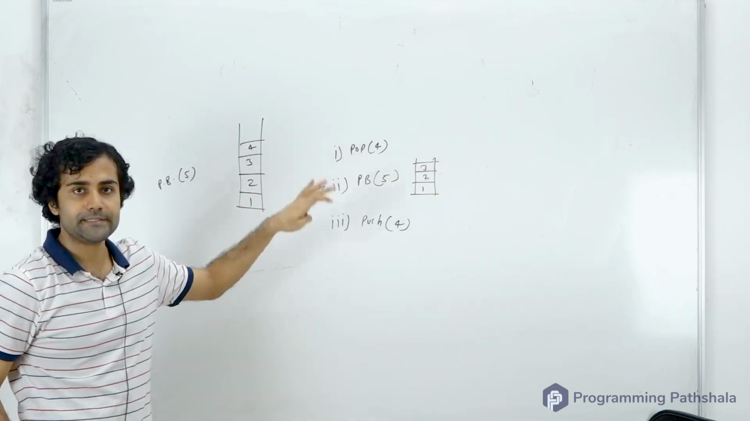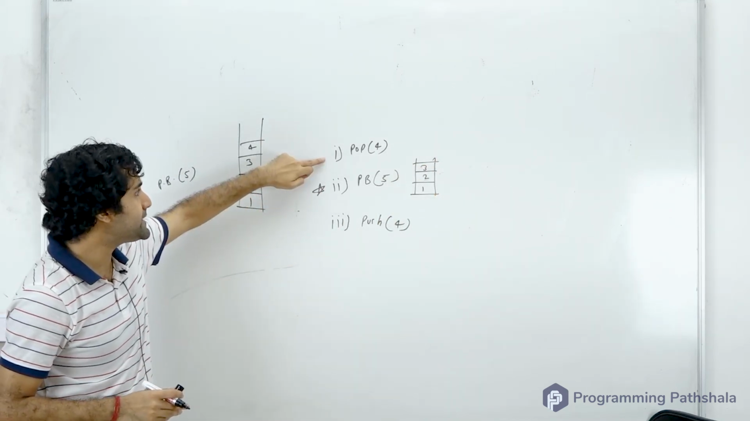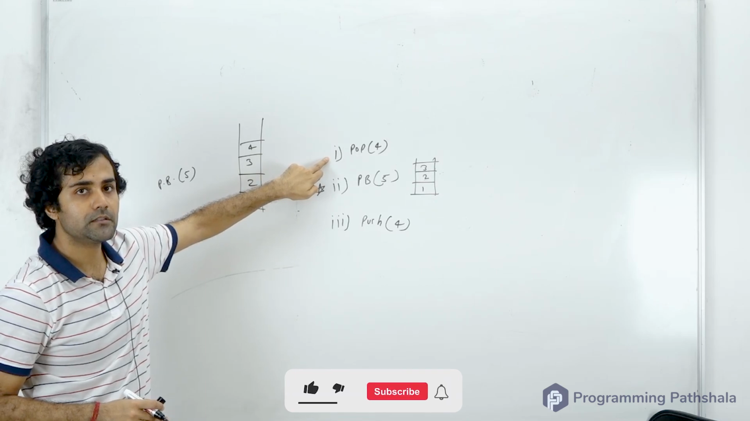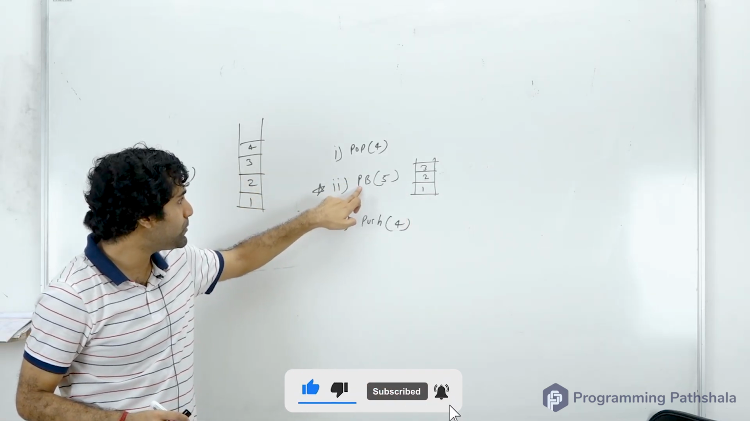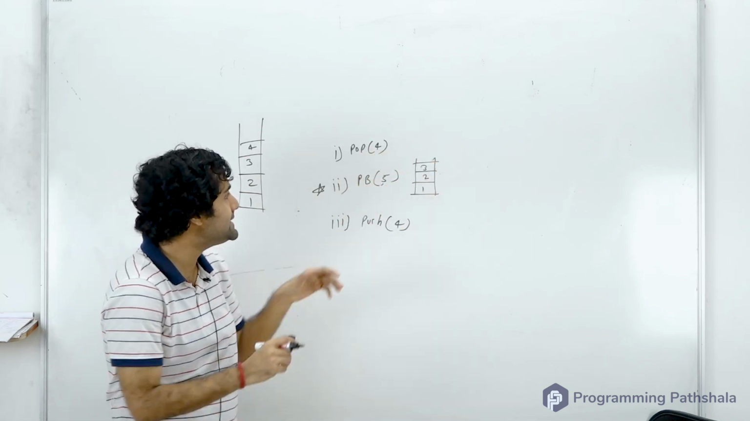Because think of it in this way. See, think it line by line. Let's say first this happened. When this happened, then your stack looks like this. Now before doing this, you called a push bottom of 5 in this stack, and let's say this magically executed.